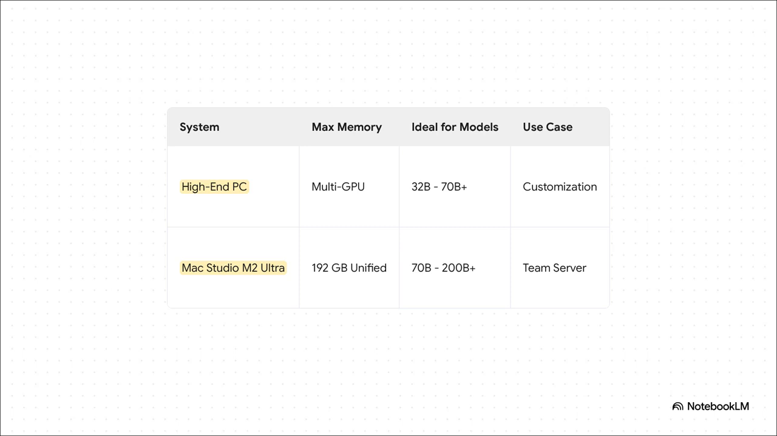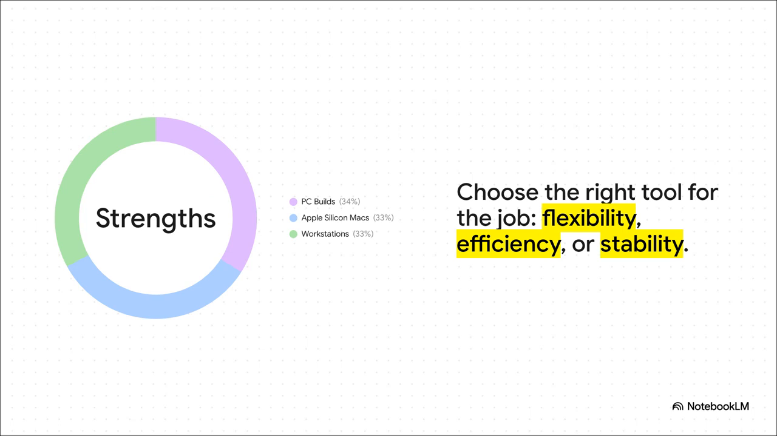You're looking at machines like the Mac Studio M2 Ultra with a mind-boggling 192 gigabytes of unified memory. This is a research-grade machine. It can run models with over 200 billion parameters. On the PC side, this means you're building a rig with multiple GPUs, which takes more setup but can give you absolutely screaming performance. So when it all boils down, the most crucial thing is picking the right tool for the job. Do you crave the endless customization and gaming power of a PC build? Or do you need the incredible memory efficiency of an Apple Silicon Mac? Or maybe you need the rock-solid stability of a professional workstation. It's all about what you need.